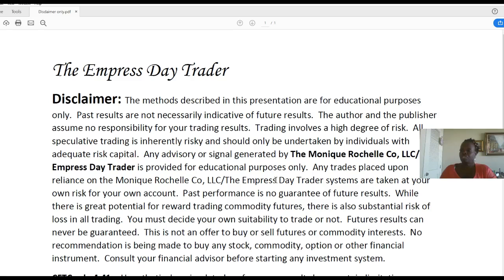This is a video on momentum indicators and how they work with price action. So this is going to be really good. You're really going to enjoy this video.